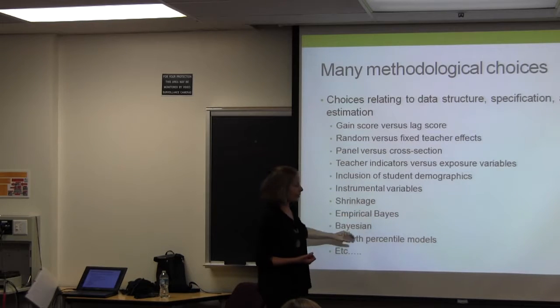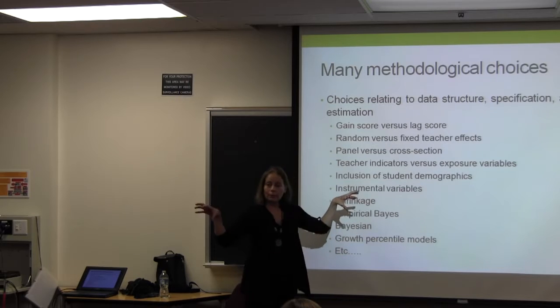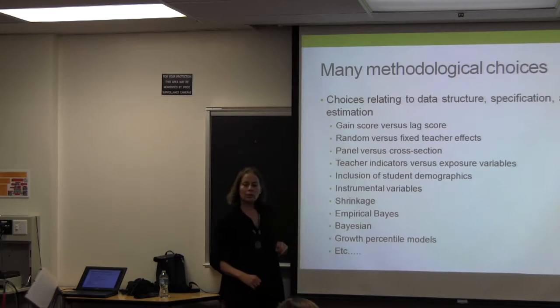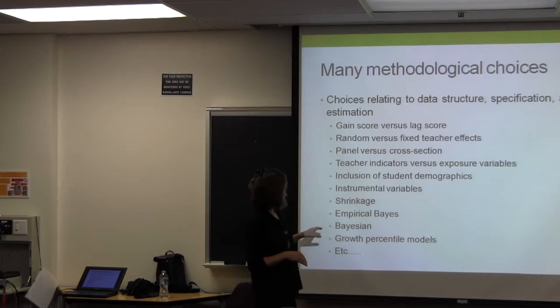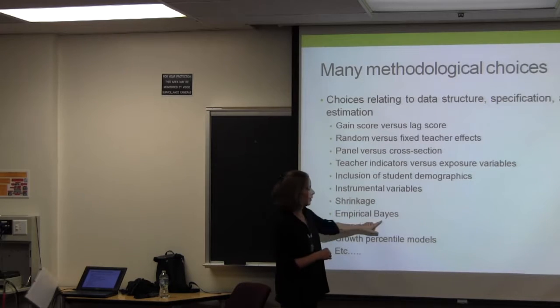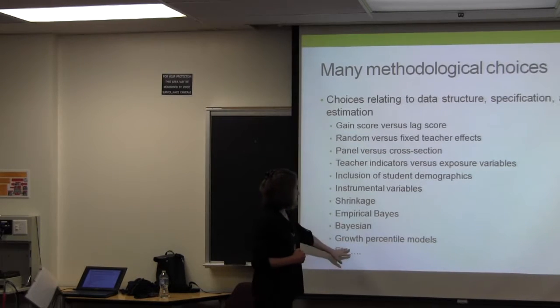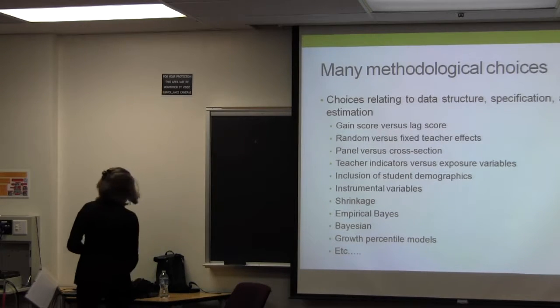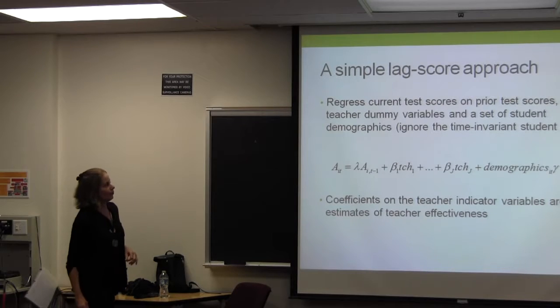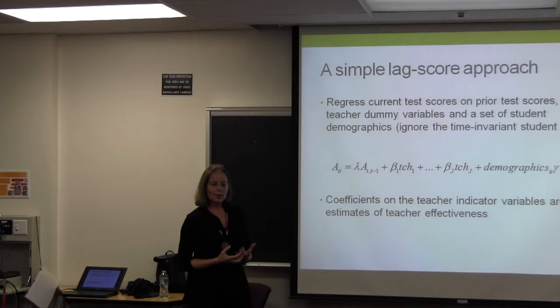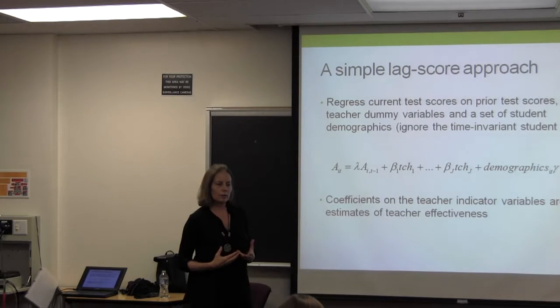You can shrink the estimates, pull people out of the tails back towards the average. You can use empirical Bayes, which is basically like your HLM. I put HLM specifically on here, but this would be basically the equivalent, which does have a shrinkage feature to it. You can use Bayesian methods, and you can use growth percentile models, which are becoming very popular. I'm obviously not going to have time to talk about all of that. So I'm just going to talk about something very basic, but I think it's so basic that for some reason it gets ignored a lot in the literature.